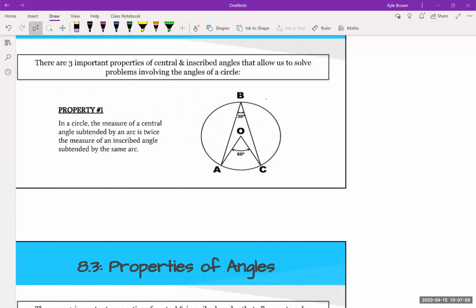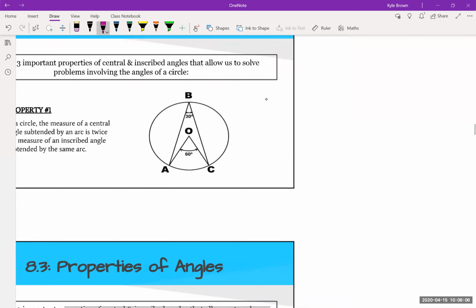All right, now here's the meat of it. We're going to have 3 properties that we're going to use to solve problems here. So property number 1 is that if I've got 2 points, being subtended by the minor arc there, or by A and C, those points. If I drew a line to the center point, so there's my center angle, that would be 60 degrees, then the angle that's inscribed by those same 2 points is always going to be half. So you can see that this one's 30 degrees.